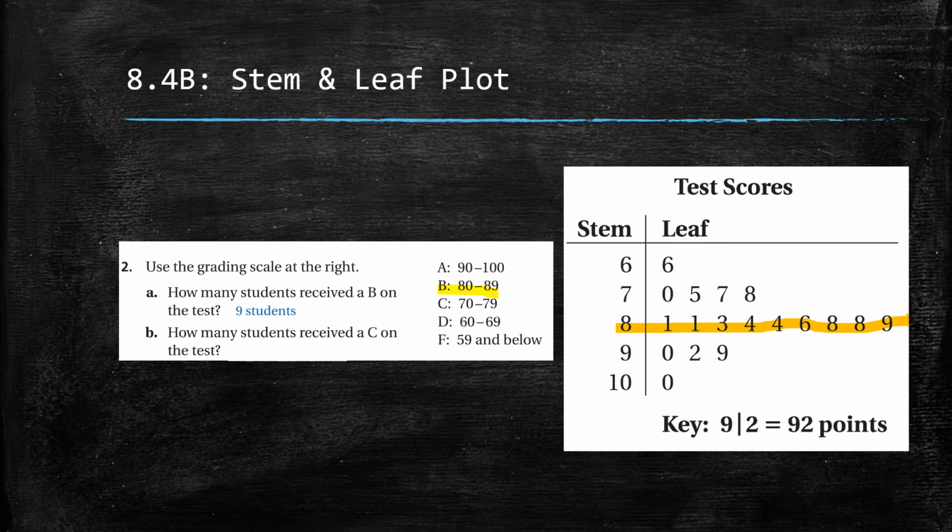How many students received a C? So C is a 70 to 79. And when I look over to my stem and leaf plot, looking at the 70s, I can see that I have 4 students.